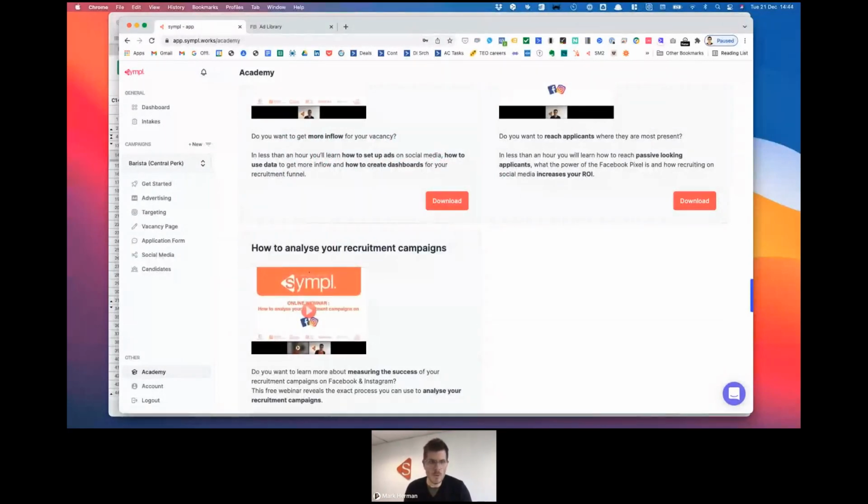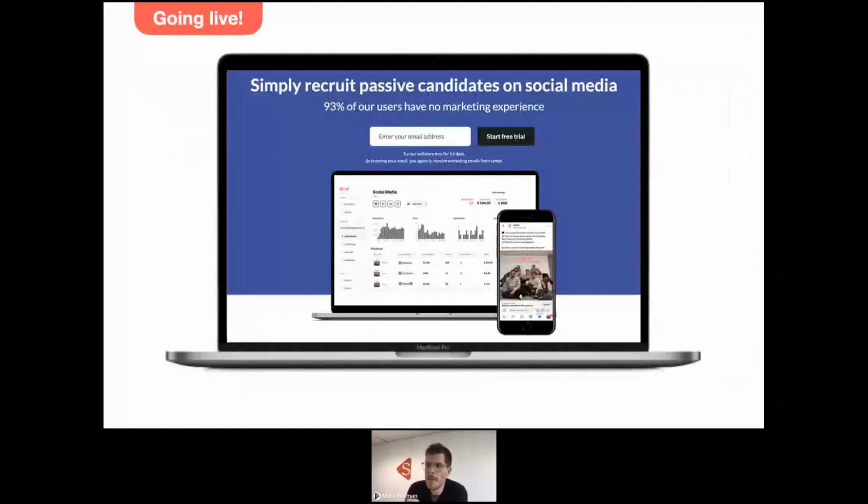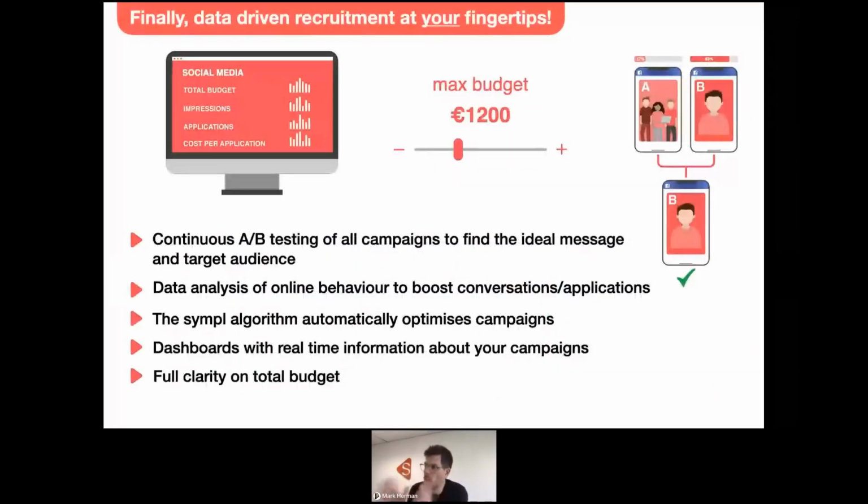Just coming back to the presentation, let's go back here, because not only does our software make it easy for you to do A/B testing, to track your budget, but on top of that, our algorithm will automatically manage your campaigns and make sure your money is spent as efficiently as possible. And that's why we like to call this recruitment marketing for non-marketeers. You need zero marketing experience. You don't even need a Facebook page. Everything is run through our system.